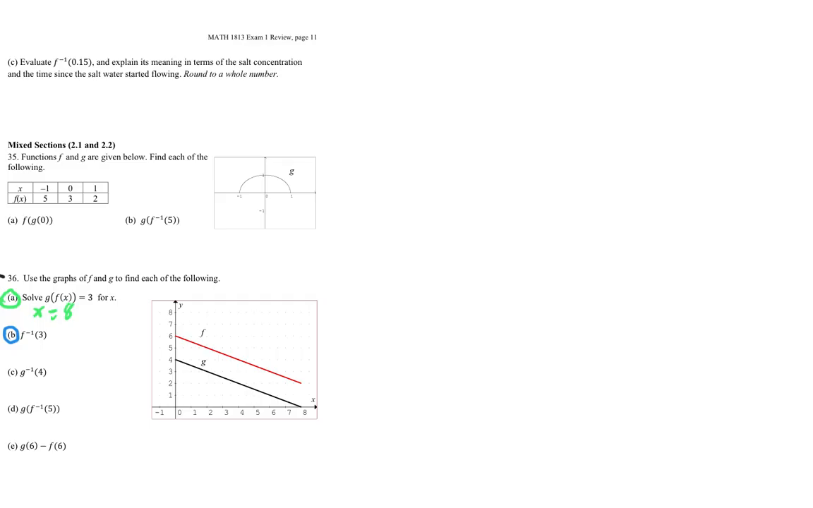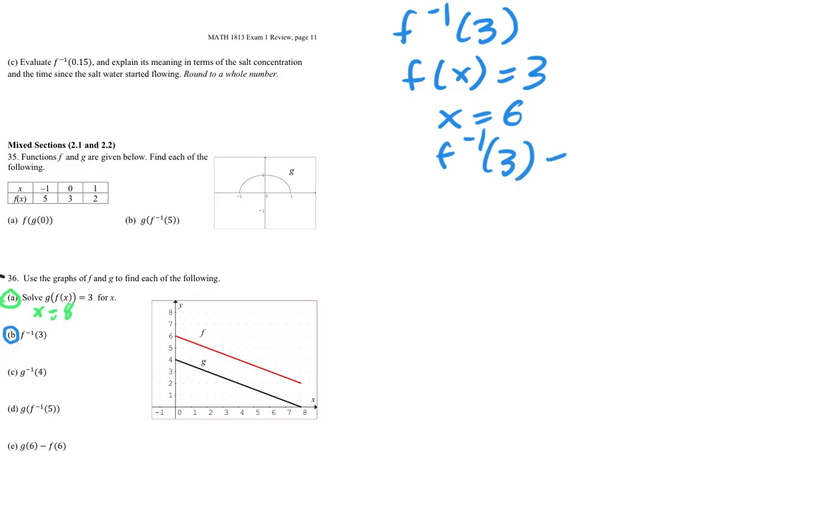All right, so next we want to look at 36b. So f inverse of 3. Another way we can write this is f of x is equal to 3. So we want to know what is x when f of x is 3. So we're going to look at our y values for f. So 3. And then we're going to come all the way across. And that looks like it's 6. So we know that x is equal to 6. So f inverse of 3 is equal to 6.